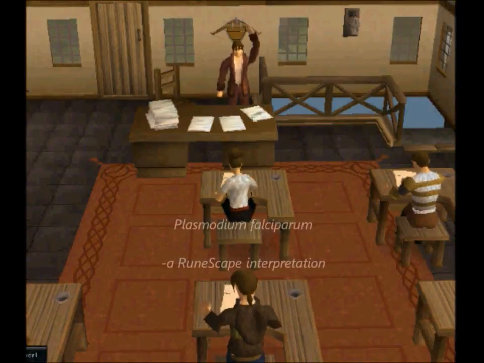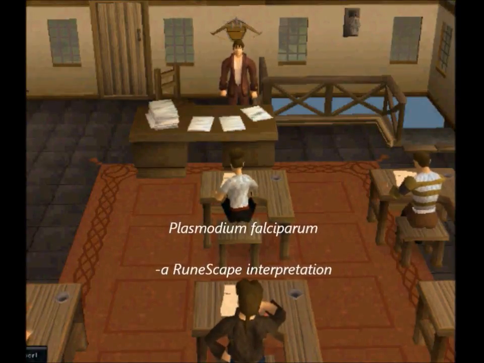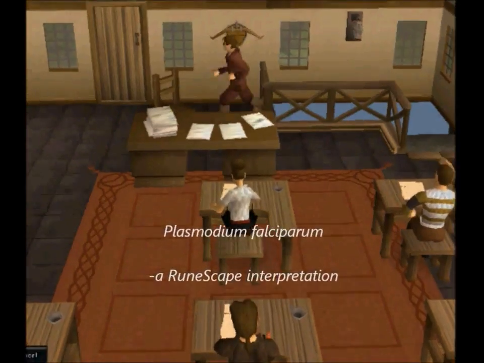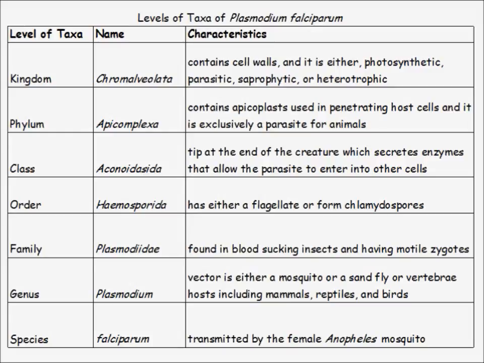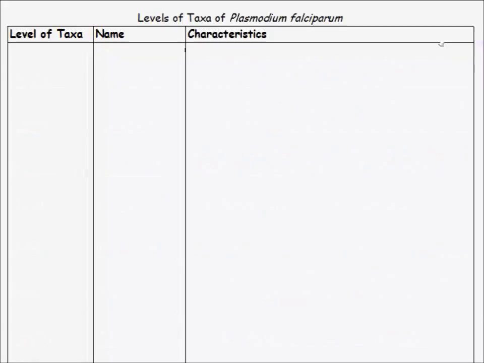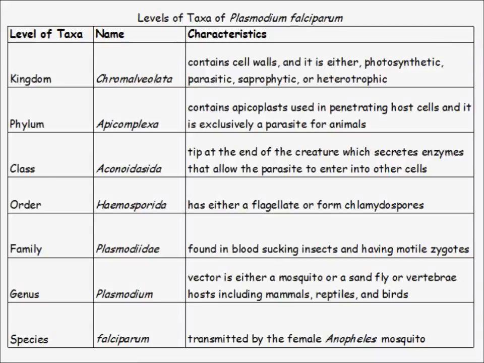Hello class. Today we will be learning about malaria. Please take a look at this chart. It shows the levels of taxa of Plasmodium falciparum, or the malaria parasite.